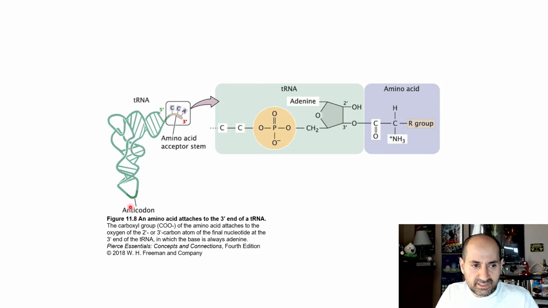Here's the anticodon end of the tRNA, the part that binds to the codons on the mRNA. Here's the 3' end. The 3' end is the acceptor stem for the amino acids. That's where the amino acids get loaded onto the tRNA. So a tRNA without an amino acid attached is called an uncharged tRNA. And once the aminoacyl synthetase enzymes add the amino acids to the 3' end of the tRNA, that's called a charged tRNA.